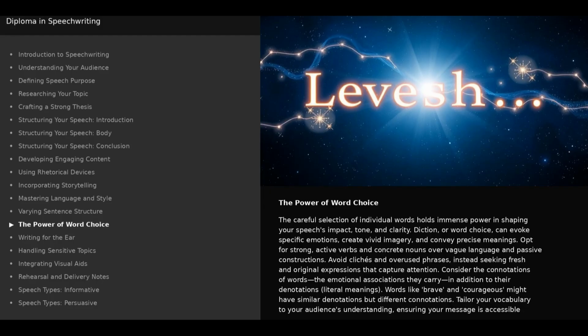Consider the connotations of words, the emotional associations they carry, in addition to their denotations, literal meanings. Words like brave and courageous might have similar denotations but different connotations. Tailor your vocabulary to your audience's understanding, ensuring your message is accessible without being simplistic. Precise and evocative word choice elevates your speech, making it more memorable, persuasive, and impactful. It is the brushstroke that adds detail and depth to your rhetorical canvas.